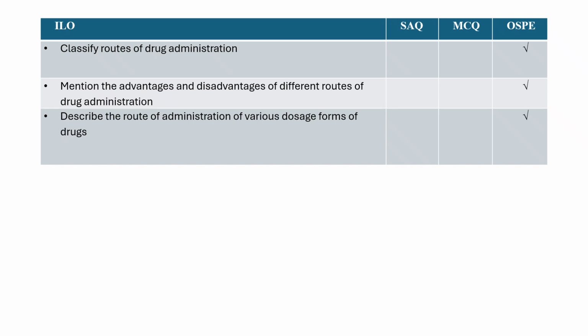When you give a drug by inhalation, for example, this drug might come in different forms. Just stick to what you have in your material, and it's not going to be difficult. You just need to know the classification, the advantages and disadvantages, and the difference between a route and a dosage form.